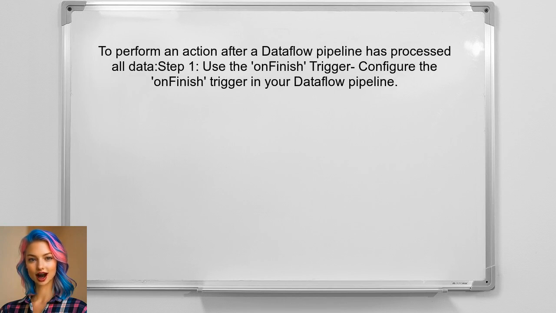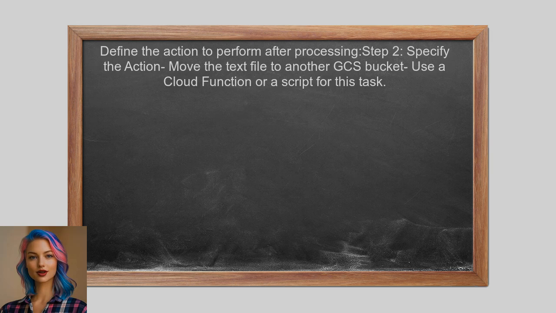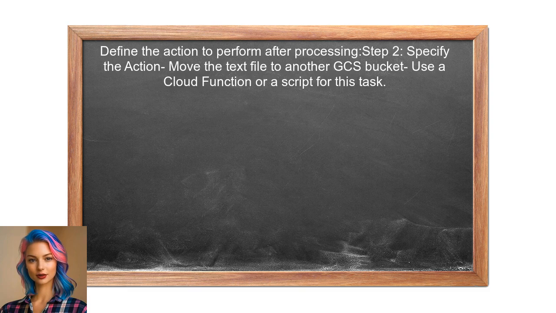in their pipeline configuration. This trigger allows them to specify actions that should occur once the job completes. Next, the user needs to define the action they want to perform. In this case, they want to move a text file to a different Google Cloud Storage bucket. This can be done using a cloud function or a simple script.